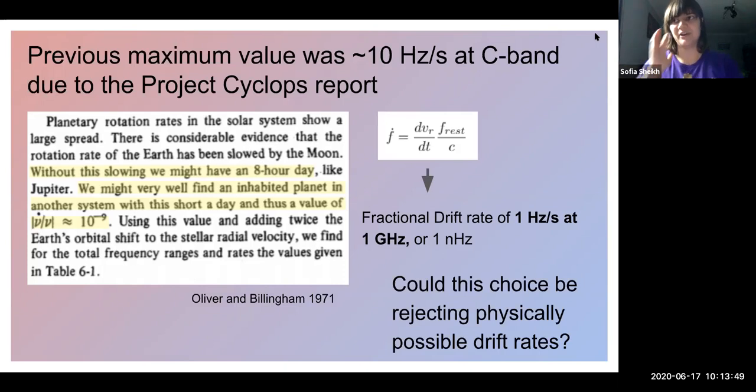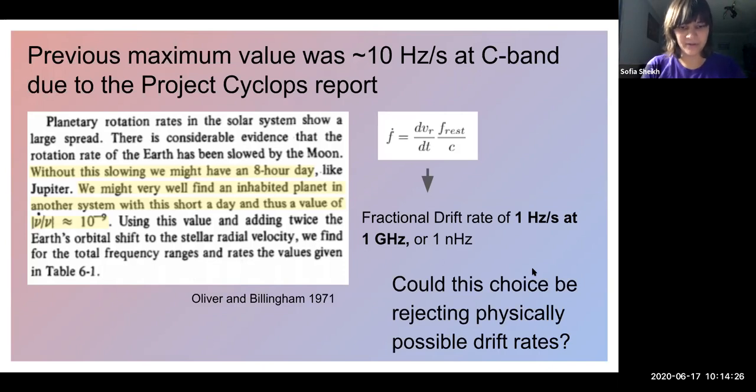But if you use this kind of, okay, what if Earth was spinning such that it had an 8-hour day, then what would the drift rate be, the maximum drift rate? You get this idea that it should be about 1 hertz per second if you're observing at 1 gigahertz. So every second you observe, you watch your signal drift 1 hertz over. So that comes out to a hertz per second over gigahertz, which you can rearrange into just nanohertz. It's a weird unit, but it is kind of a convenient way to report things. So you'll see me use that nanohertz unit throughout the talk.